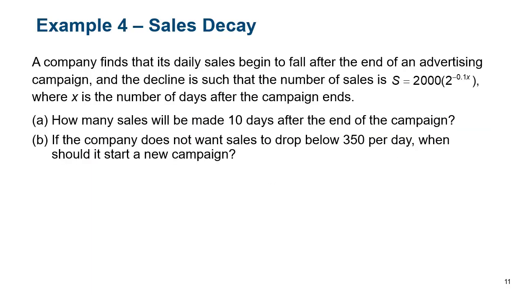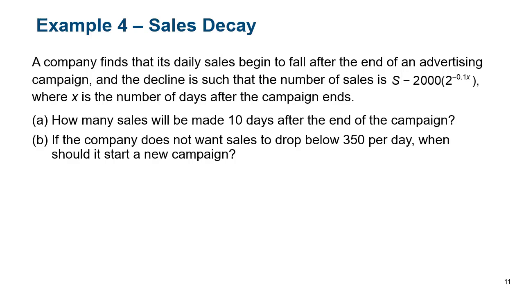Both ways work. So a company finds that its daily sales begin to fall after the end of an advertising campaign, and the decline is such that the number of sales is modeled by 2,000 times 2 to the negative 0.1x, where x is the number of days after the campaign ends. You can see right off the bat this means they started with 2,000 sales, because if x is the number of days after the campaign ads, then when x is 0, that means when the ads come out, they started with 2,000.